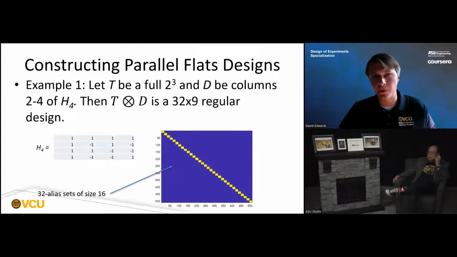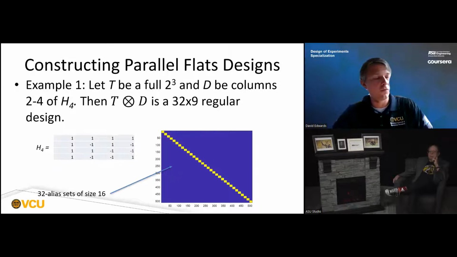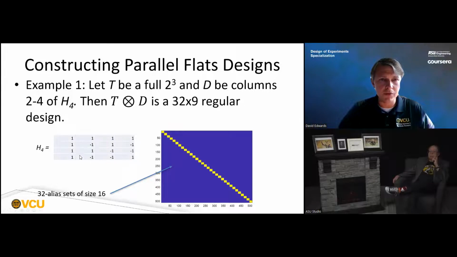So I'll start with something that's simple. Let's just let T be a full 2 cubed. All right, 8 runs, 3 factors. You know what that looks like. And then let's let D be columns 2 through 4 of H4. So in other words, you can see right here, that's columns 2, 3, and 4 of H4. Take that Kronecker product, and you get a 32 by 9 regular design.